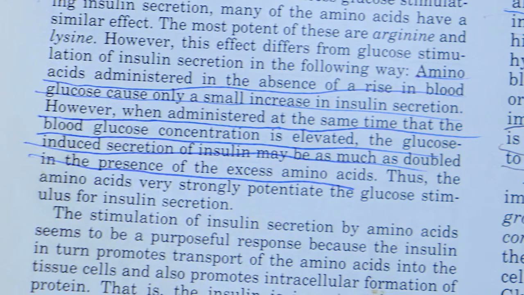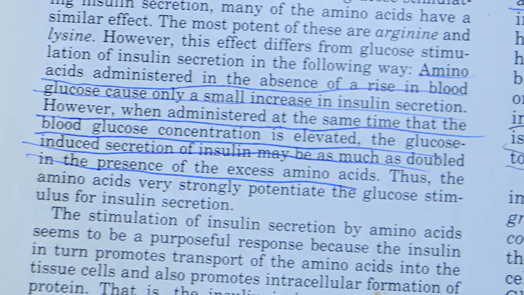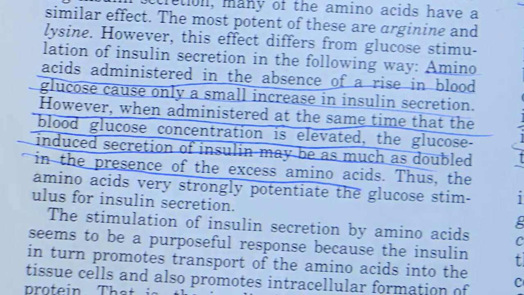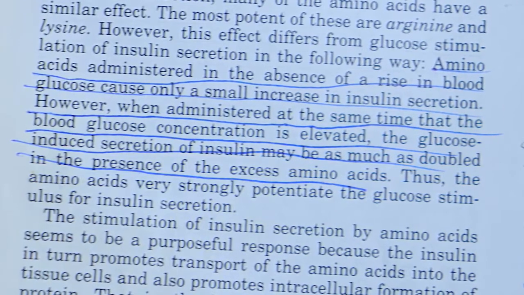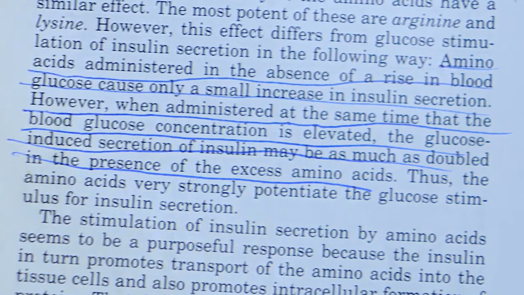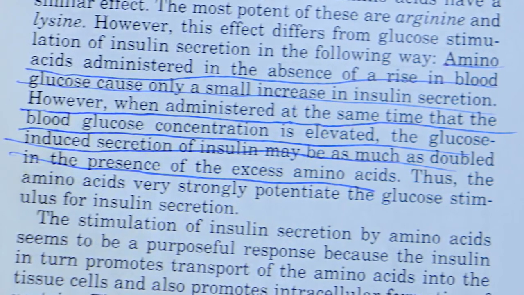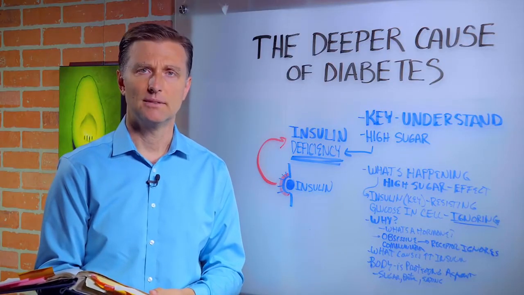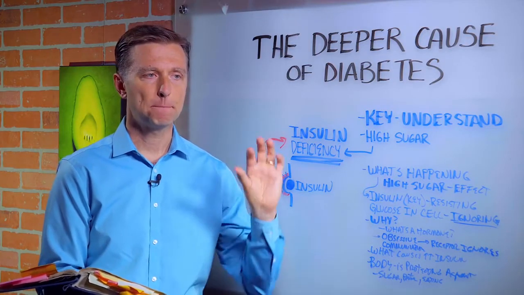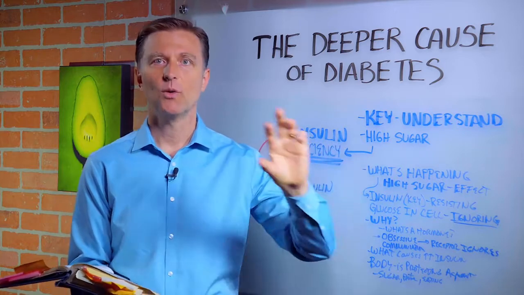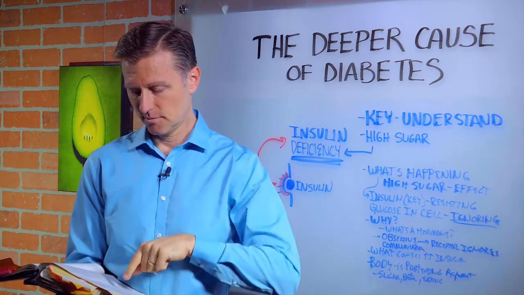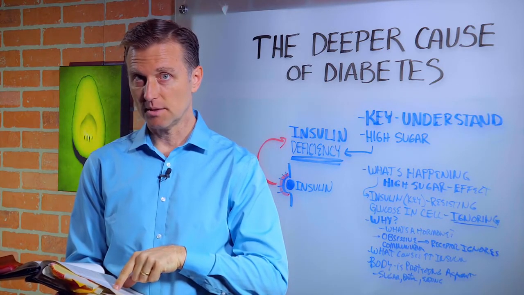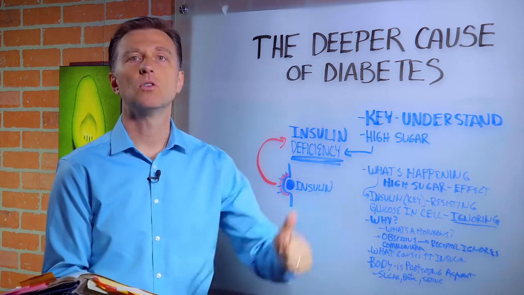Then it goes on to say, however, when administered at the same time a blood glucose concentration is elevated, the glucose-induced secretion of insulin may be as much as doubled in the presence of the excess amino acids. What does that mean? It means that if you add sugar or glucose with amino acids, primarily excessive amino acids, okay, maybe too much, you're going to double the insulin.